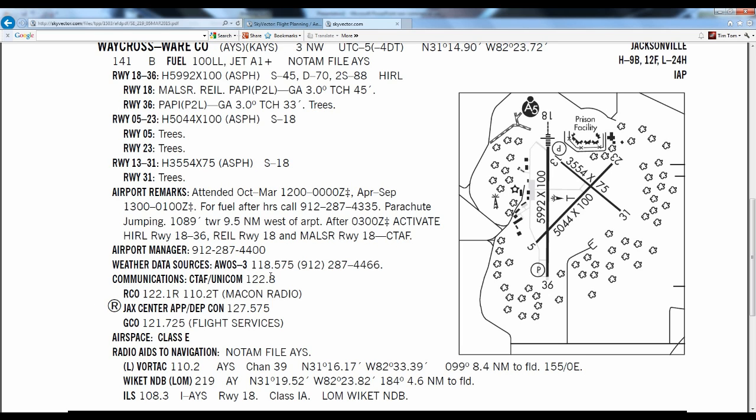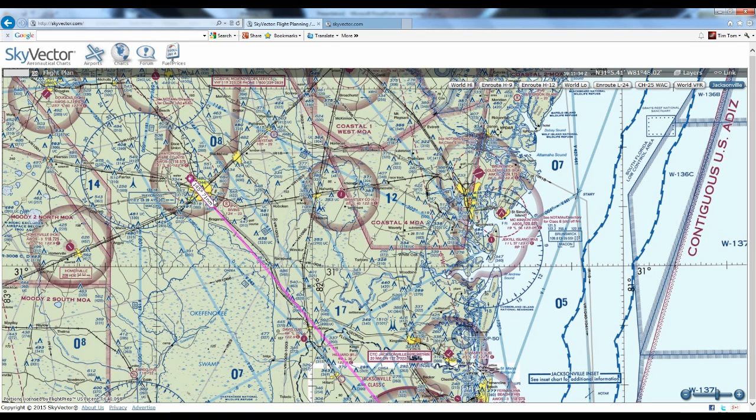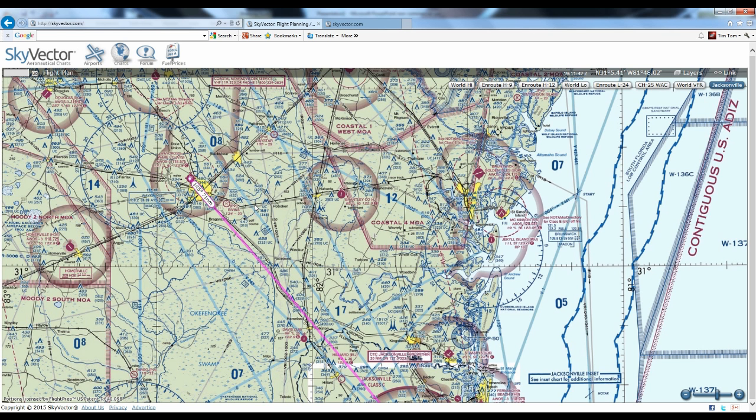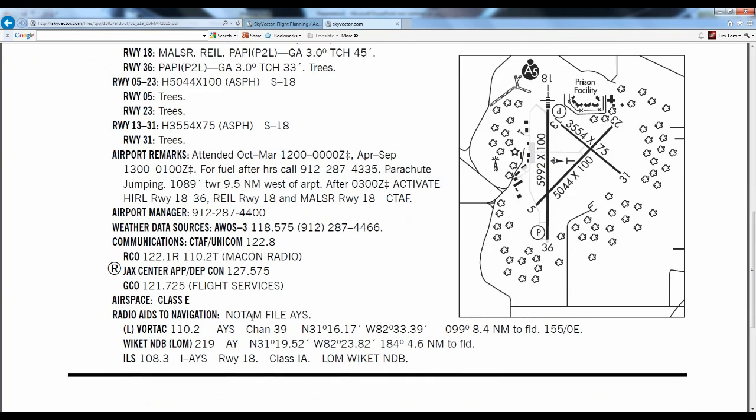Communications, CTAF Unicom 122.8, RCO 122.1, JAX Center Approach Departure Control. What that means is Jacksonville Center is providing approach and departure control for this airport. They're on 127.575. So if we're within 3 miles of Waycross, it's a pretty safe bet that if we tune 127.575, we would be talking to the appropriate center controller. So that's very useful if we're departing here and we want to get VFR flight following, or if we're planning an IFR flight out of here, that's how we know who to talk to, because we need to know this to fill in our nav log beforehand.